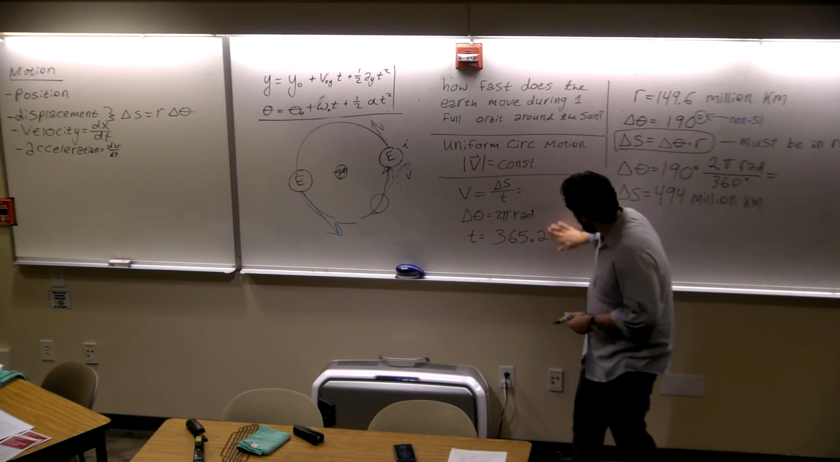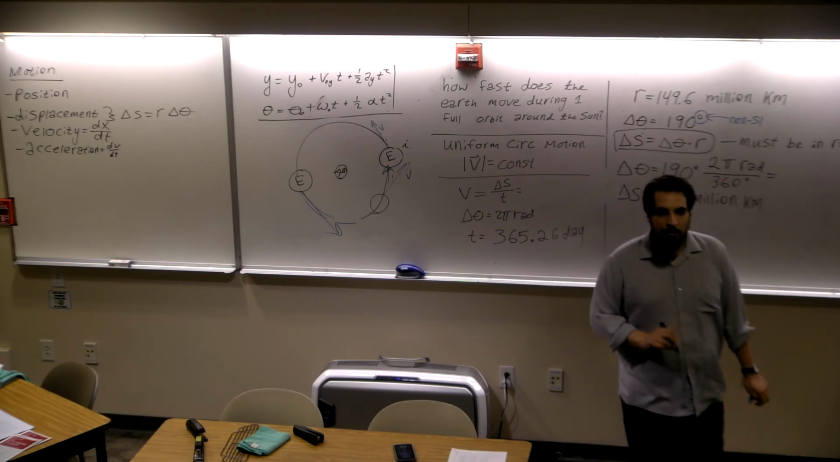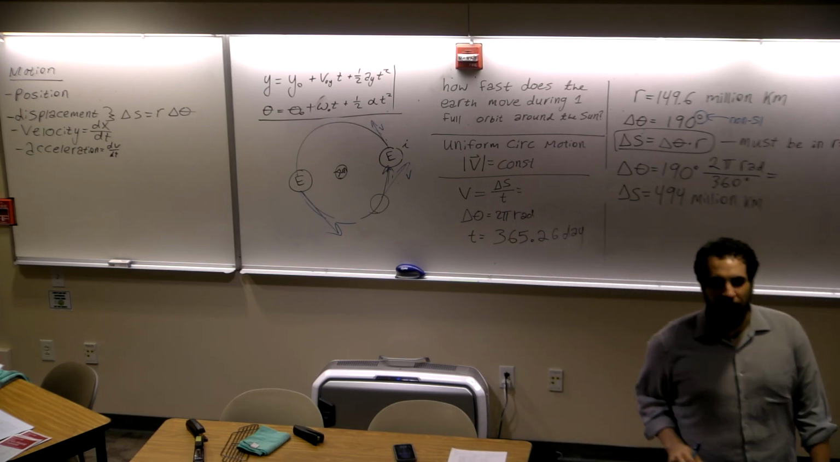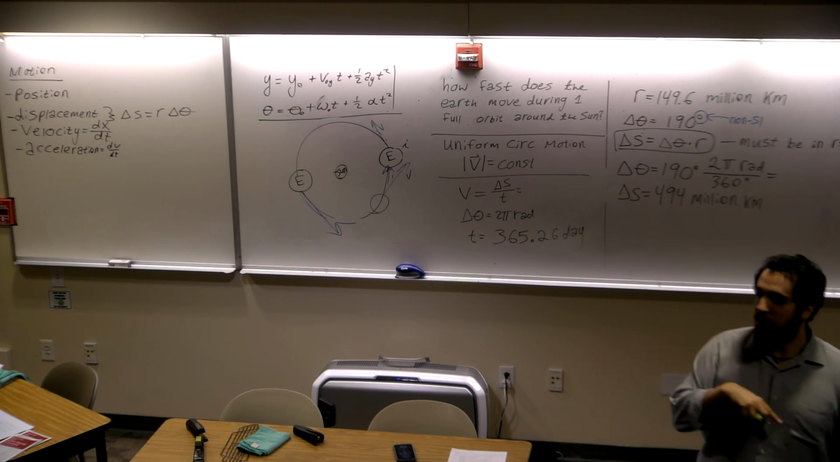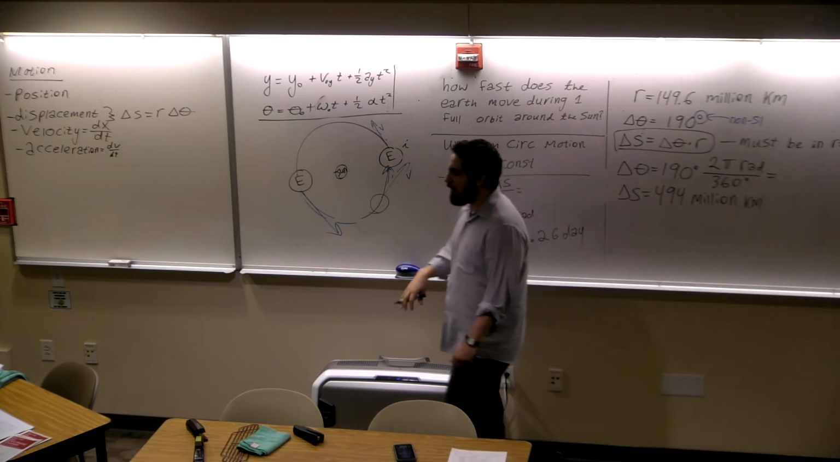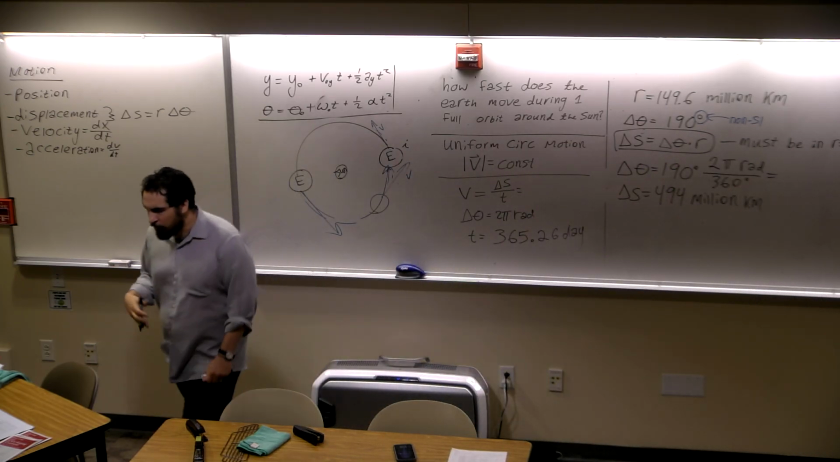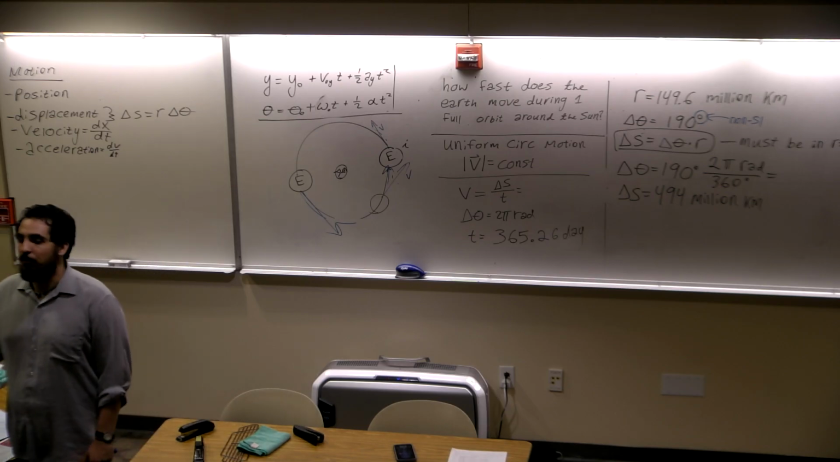Fun fact, it's actually closer to 365.26 days. To account for that extra 100th of a day, every 100 years we skip a leap year. The year 2000 was not a leap year. But this gives you the time period in days. Of course, we generally want SI units of meters per second. So we'd have to do some unit conversion.